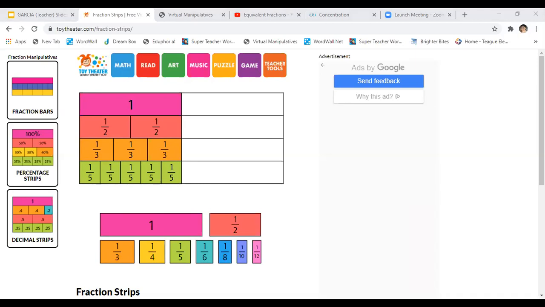2 wholes, 1/2 plus 1/2 is equal to 2 halves, which is equal to 1 whole. Here I have 1/3 plus 1/3 plus 1/3. It gives me 3/3. And guess what, friends? It's still equal to 1 whole. Here I have 1/5 plus 1/5 plus 1/5 plus 1/5 plus 1/5. And that is equal to 5 over 5, or 5/5. And yes, you guessed it, it is still equal to 1 whole.